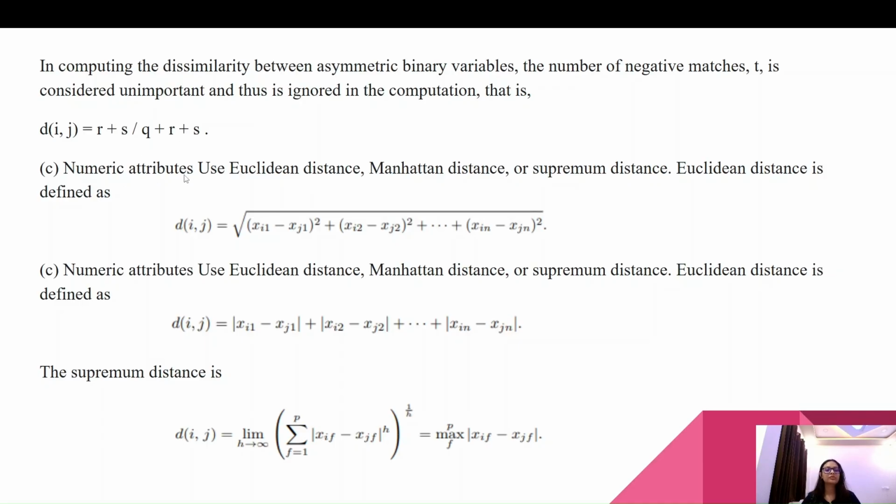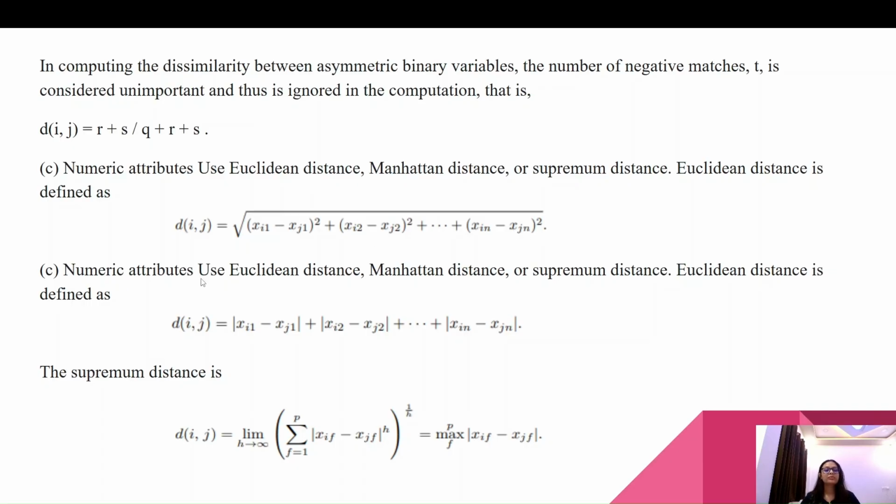C, numeric attribute, using Euclidean distance or other distances. Euclidean distance is defined as d(i,j) equals the root of (xi1 minus xj1) whole square plus (xi2 minus xj2) whole square till (xin minus xjn) whole square.